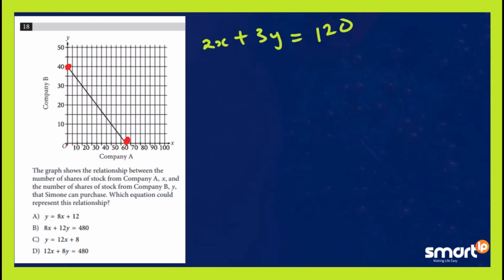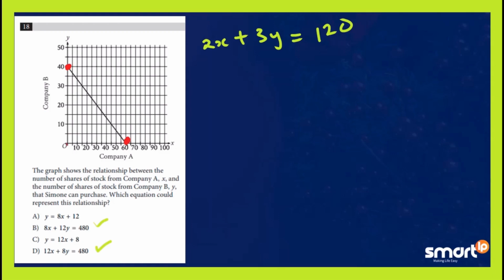Okay, so I want you to look at the options carefully. If you look at the options carefully, you will notice that some of the options multiply this equation by something. If you look carefully, like this option B here and option D, they multiply the 120 by 4. You see the idea?